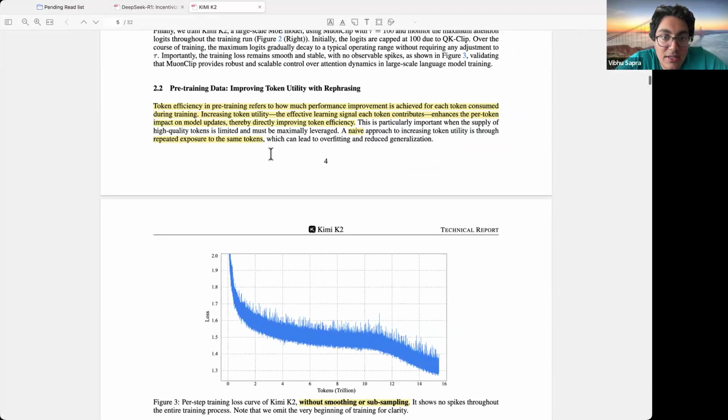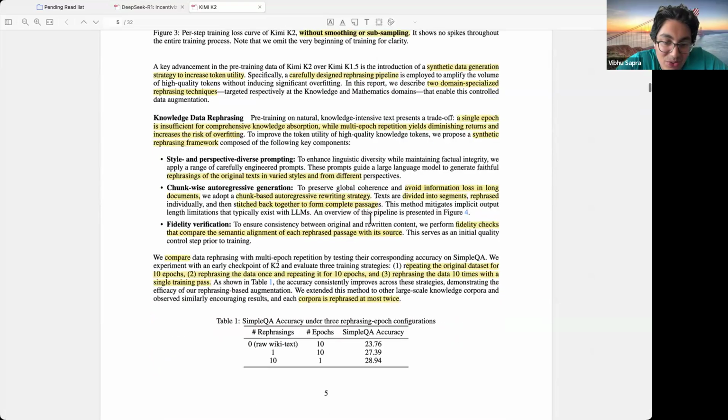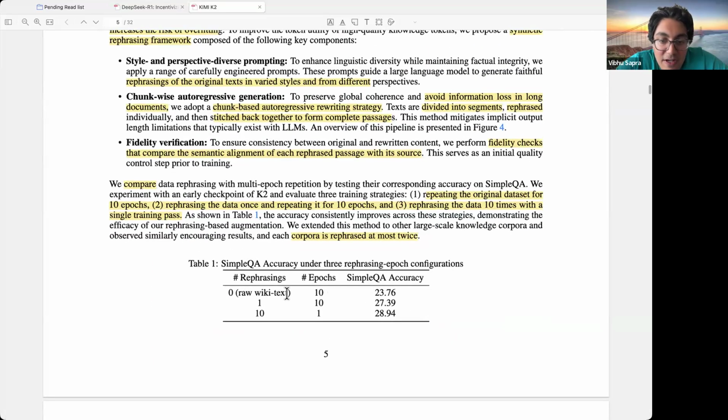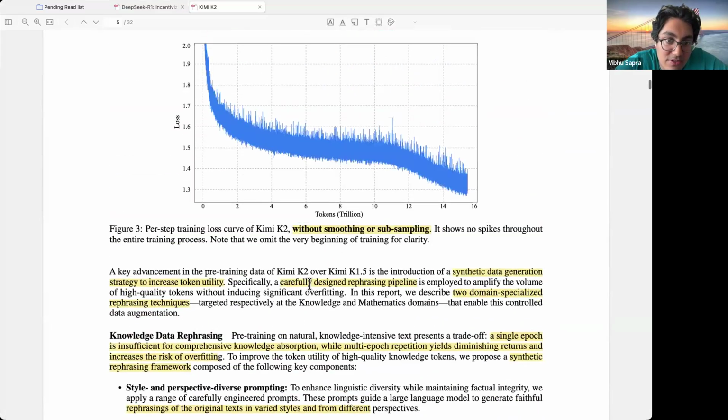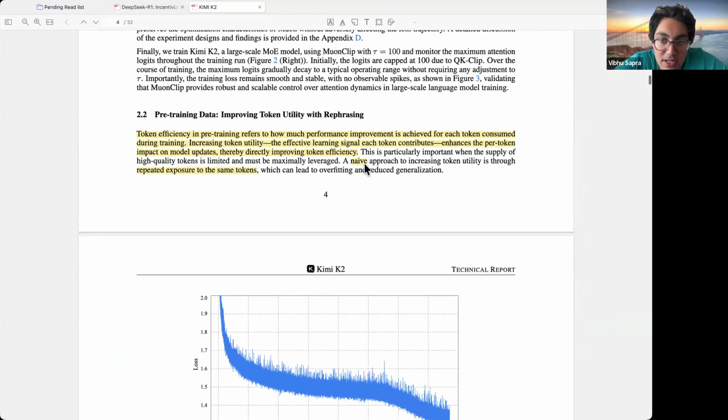Okay, pre-training data, improving token utility with rephrasing. It's interesting how much they just did rephrasing. They show cool little experiments here of rephrasing versus repeating for multiple epochs and how their strategy is better. Token efficiency refers to how much performance improvement you can get out of each token consumed during training. Increasing token utility, the effective learning signal each token contributes, is pretty important, right? So that's something they want to focus on. The naive approach is basically just do more epochs, right?